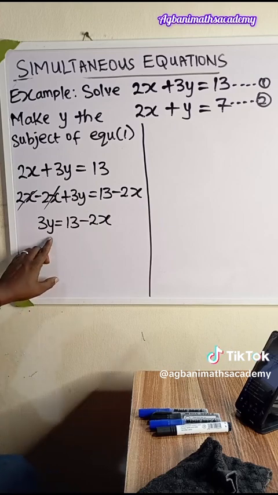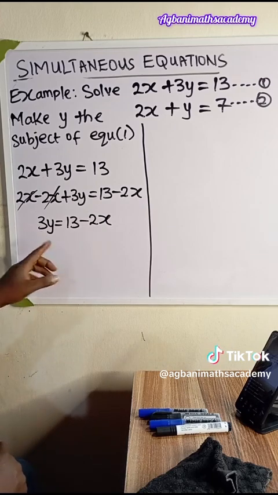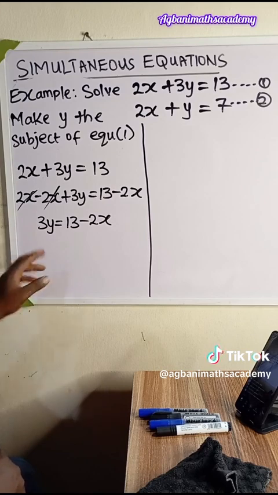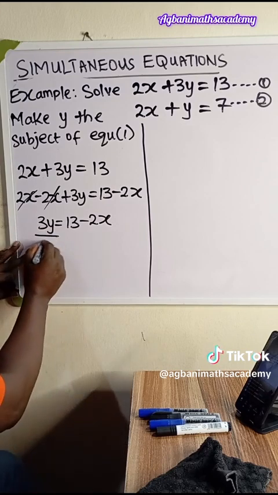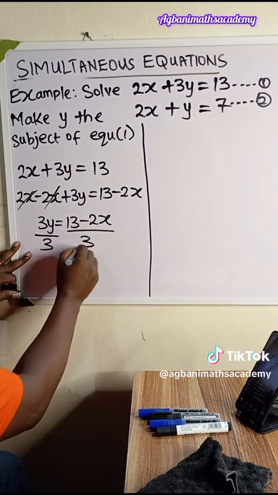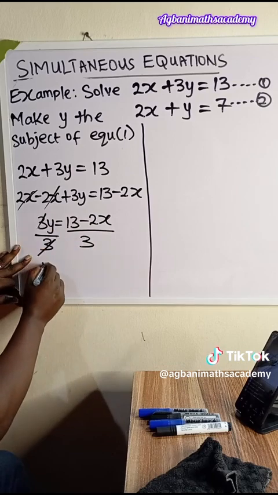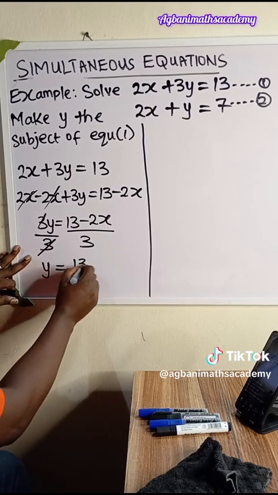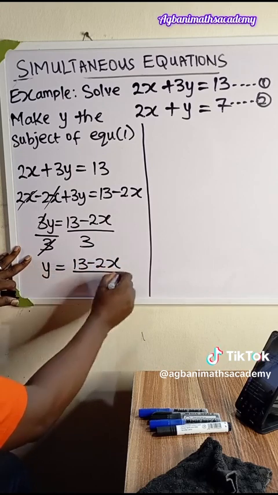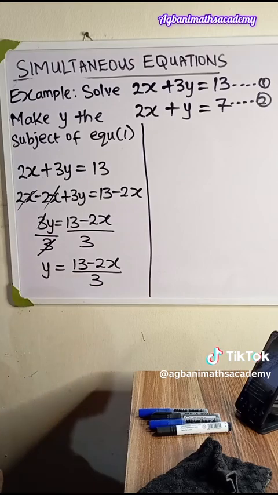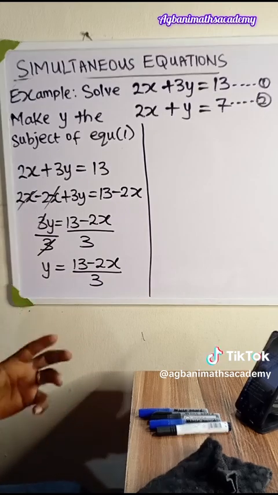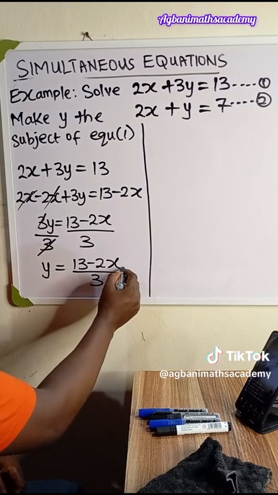Next, we need to eliminate 3. For us to do that, we need to divide both sides by 3. So divided by 3, divided by 3. 3 will cancel 3. We have y is equal to 13 minus 2x over 3. So now we've made y the subject of equation 1. So let's call this equation 3.